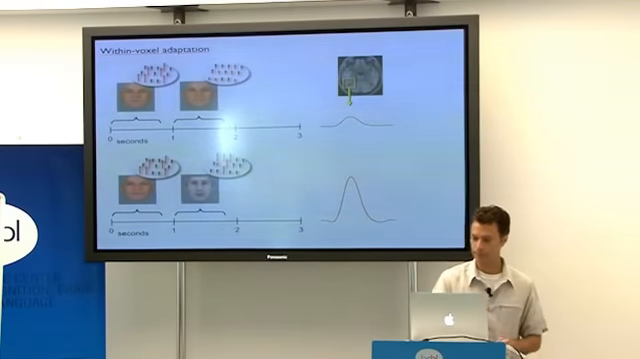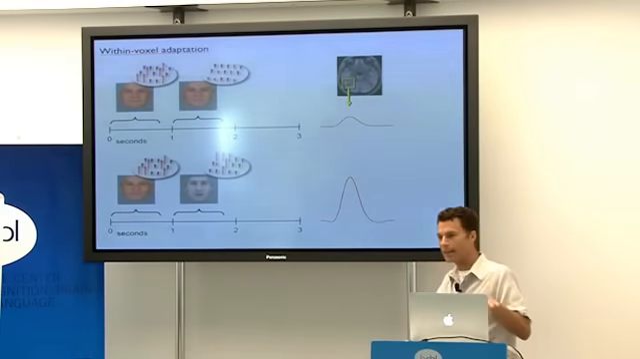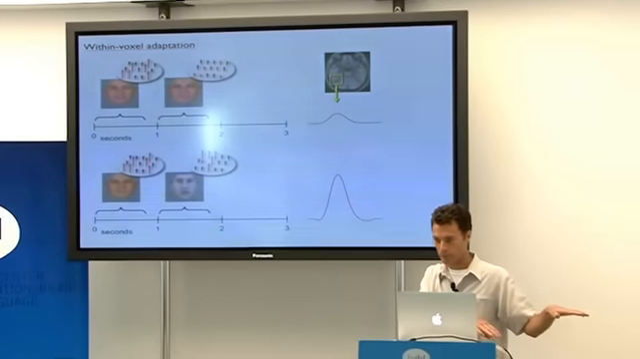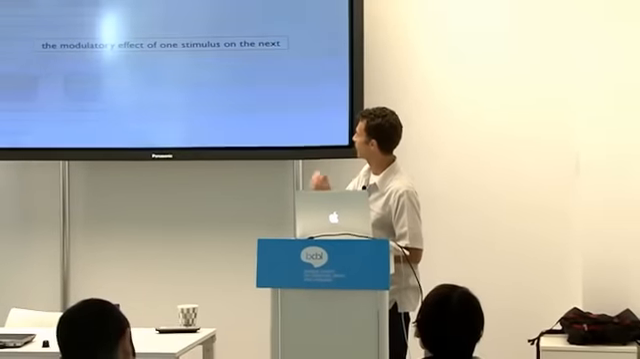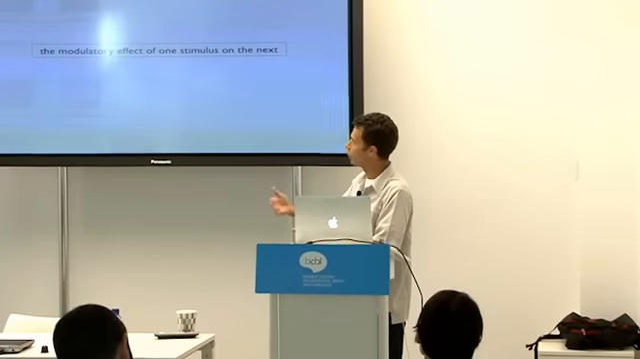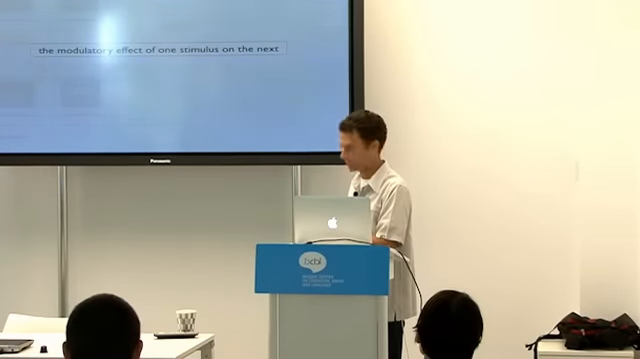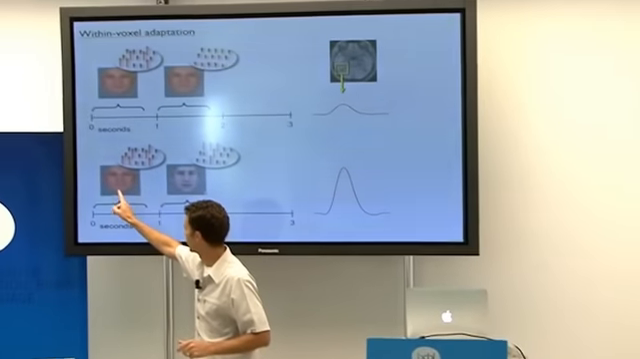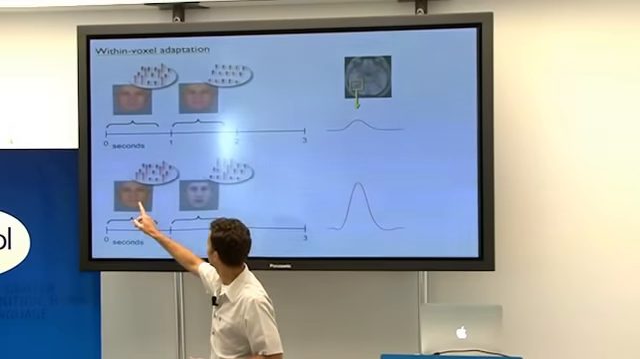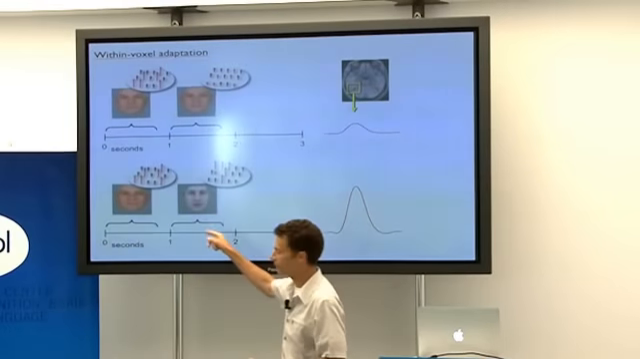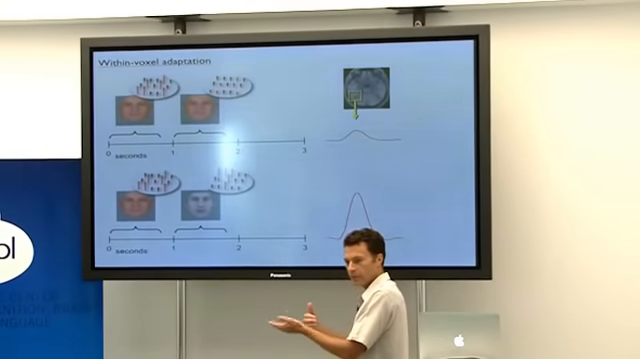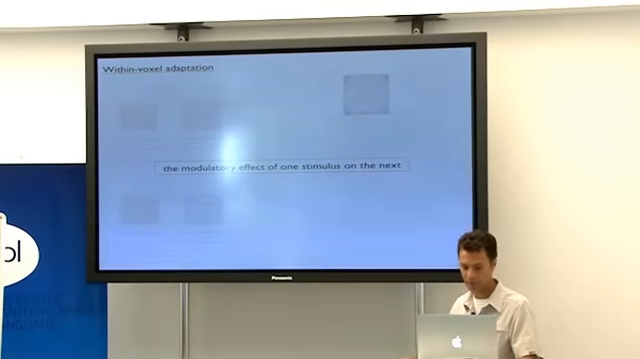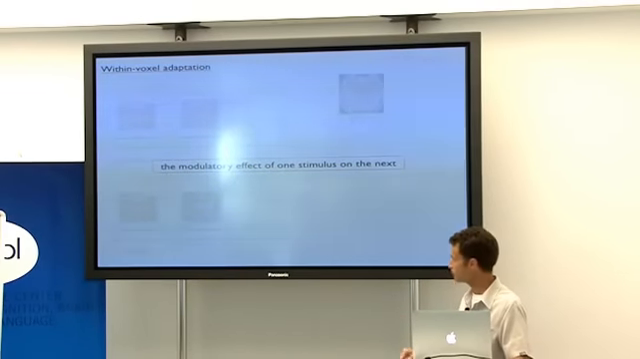Okay? So this is unlike the other kinds of measures of neural response that I described, because here we're looking at the modulatory effect of one stimulus on the next. We're not interested anymore in what the average response is to this one. We're interested in what the response is to this one depending upon how similar or dissimilar the prior stimulus was. So it's the modulatory effect of one stimulus on the next.